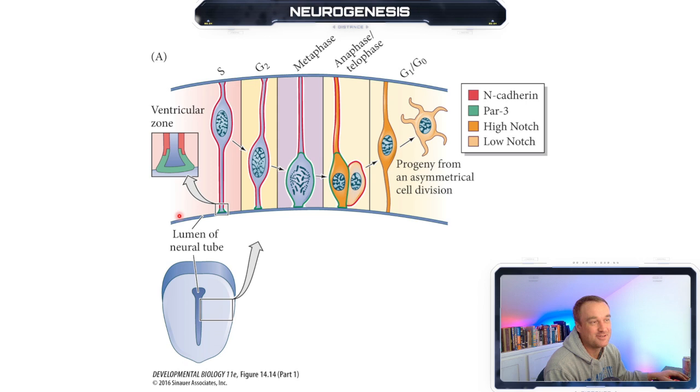Like I said, some of these are complex. PAR3 is expressed in a small part of the cell membrane. When this asymmetrical division happens, the cell that receives or keeps that part of the membrane that has a lot of PAR3 will have high Notch and become one type of cell. The other daughter cell that did not split off the membrane with that PAR3 will have low amounts of Notch and will become a different cell type.